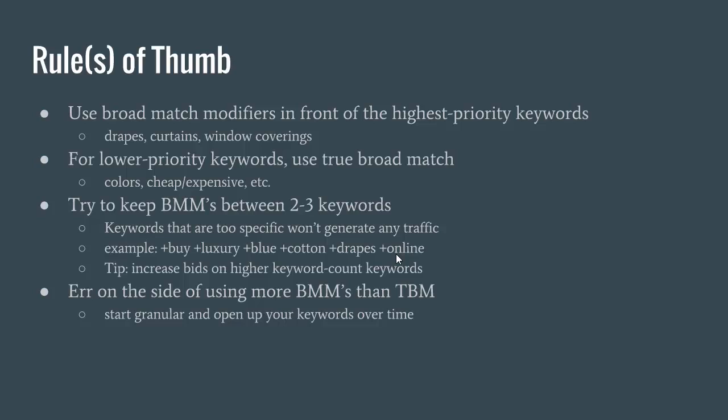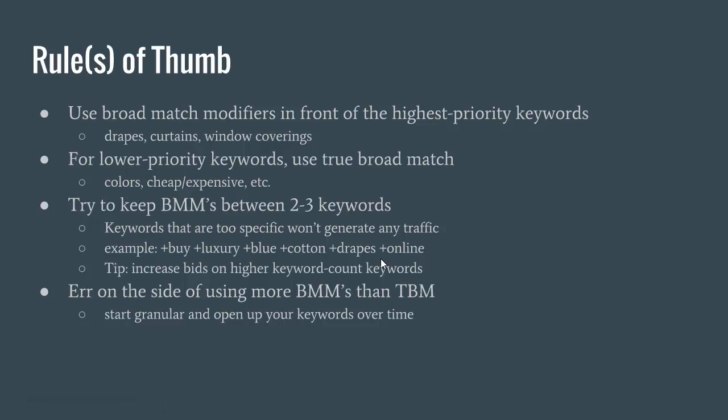If that is the case, then it's a pretty simple solution. All you do is go back into your list of keywords and start removing some of the plus signs from the keywords that you think are less relevant. So let's go back to this example, buy luxury blue cotton drapes online. That, although it's a very long keyword, is a very relevant keyword to someone selling high quality blue cotton drapes online.